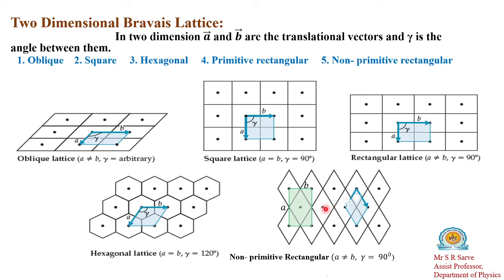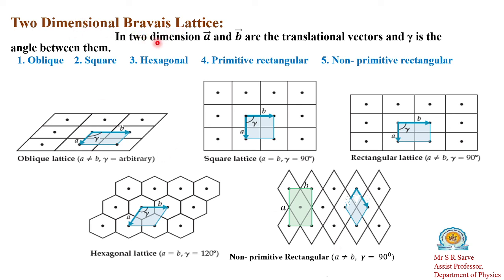And if the lattice points are arranged such that this one is your unit cell, that means lattice points are at the corners as well as inside, this is known as the non-primitive rectangular Bravais lattice. Here again a is not equal to b and gamma is equal to 90 degrees. So this is about the two-dimensional Bravais lattices.